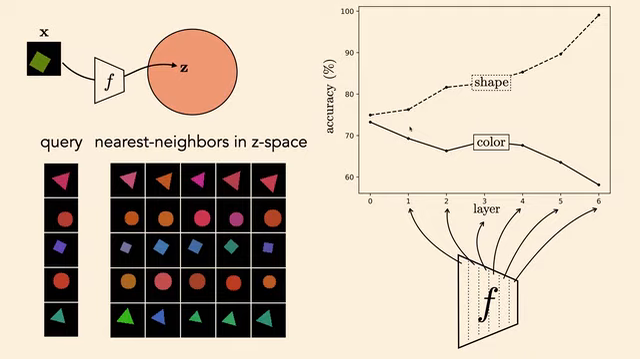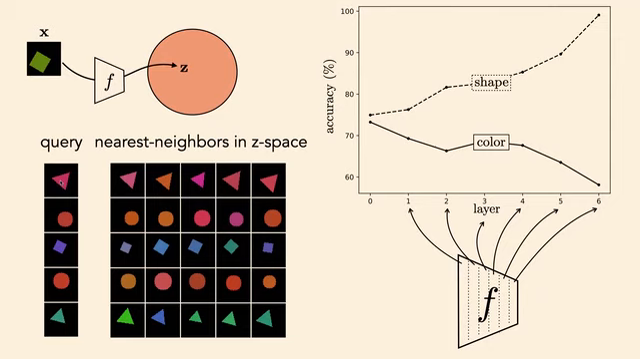Anyone have an idea for why color did not improve as I go deeper into the network? I mean, it got worse, but let's just ask the question: why didn't it get better? Yeah, you don't need that much stuff to decode color, right? That's the answer? OK, right. Pixel space is a representation of the data. It's just the raw format that we take the data in. And color is very superficial and explicit in pixel space. The nearest neighbor image in pixel space to this query is going to have the same color.